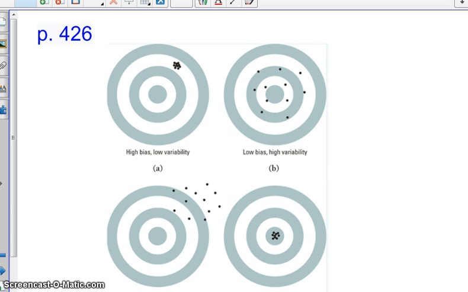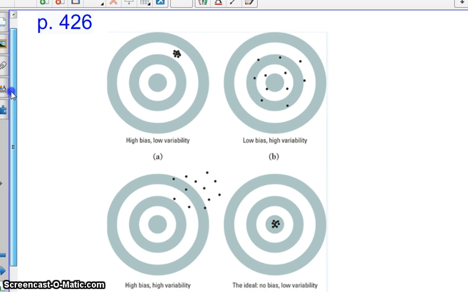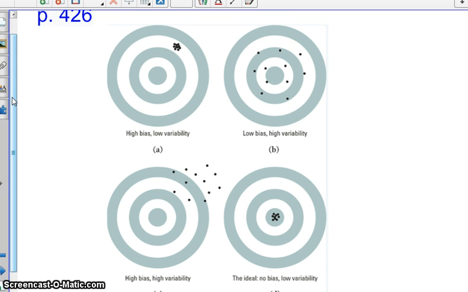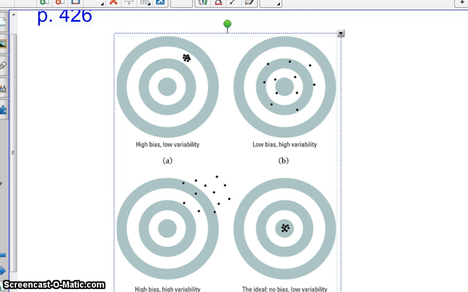All right, these targets on page 426, and they're a great thing to look at because they talk about bias and variability. Okay. Now, I always like to talk about this target. Your goal when you shoot darts is to get a bullseye. Okay, that's our goal. So what we look at, again, if we talk about situations, this is your best case.